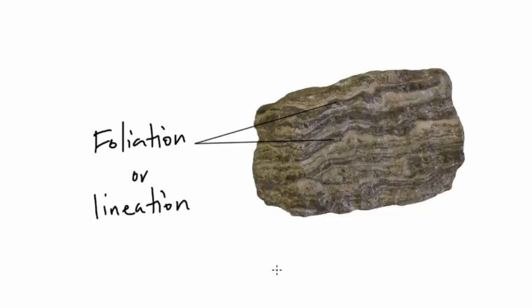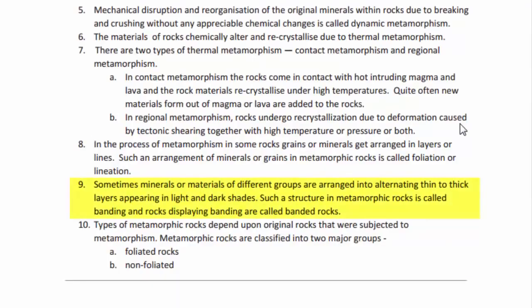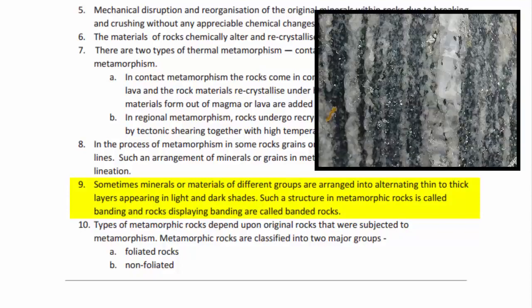Imagine how much pressure this rock must have gone through so that layers are visible. Now in a similar manner we have banding, where layers appear in light and dark shades. They will not have a clear pattern, but still you will see different layers of shades. That's why this is also called foliation.